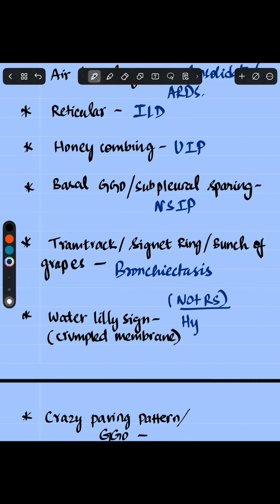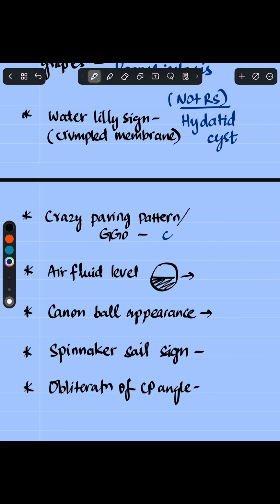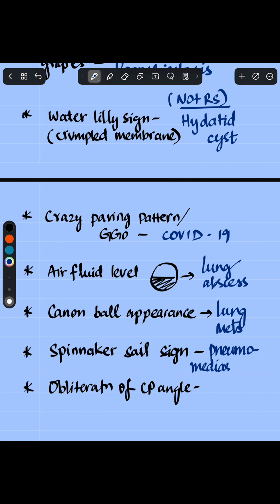Hydatid cyst doesn't come under RS, but I have written it here, I'm sorry. Crazy paving pattern or ground glass opacities you can see in COVID-19. If you see air fluid level, it's lung abscess. Cannonball appearance, it's lung metastasis. Spinnaker sail sign, it's pneumomediastinum. While if you see obliteration of the CP angle, it's pleural effusion, you all know.